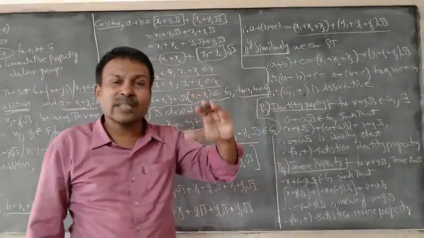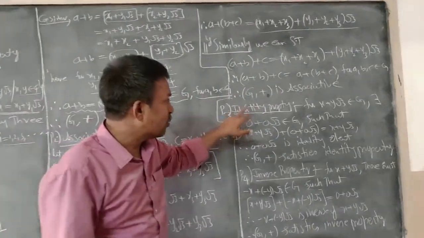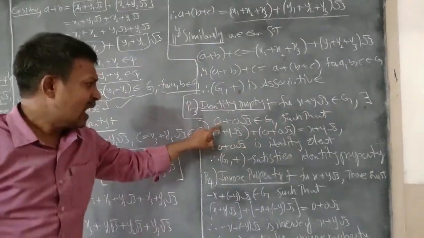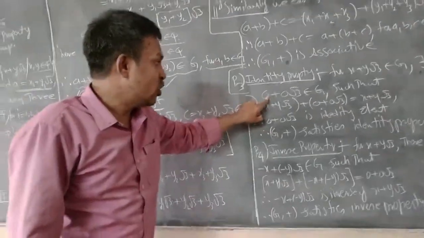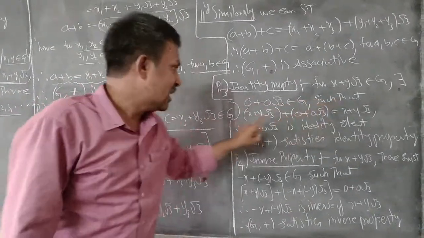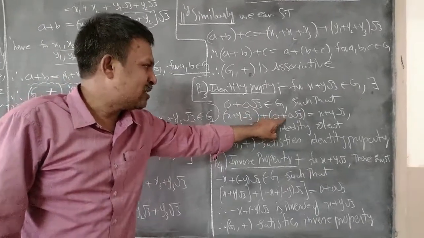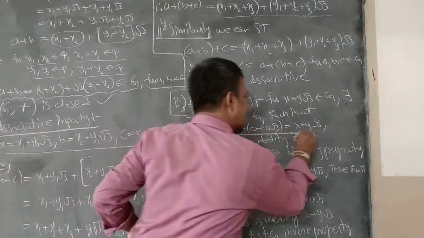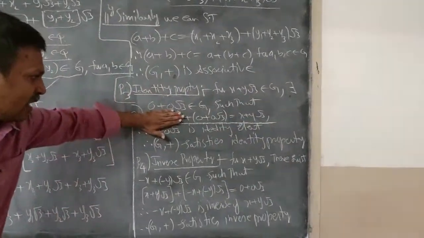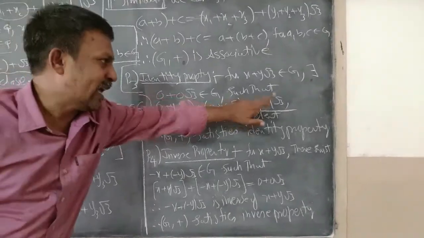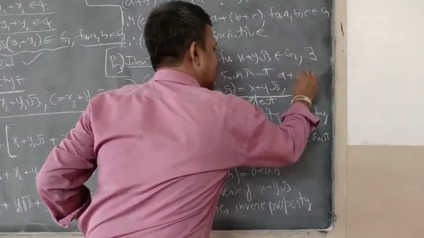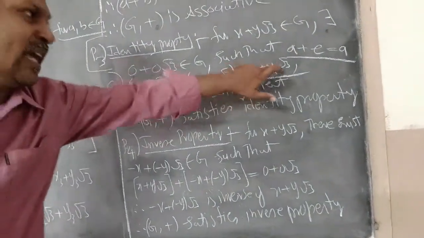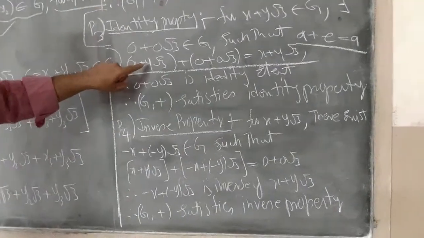Therefore, by taking this calculation in our mind, we conclude in identity property that for x plus y root 3 belonging to G, there exists an identity element with respect to addition, that is 0 plus 0 root 3 belongs to G, such that (x plus y root 3) plus (0 plus 0 root 3) is equal to x plus y root 3. I underline this statement. It is in the form of a plus e is equal to a. Instead of a, it is x plus y root 3.